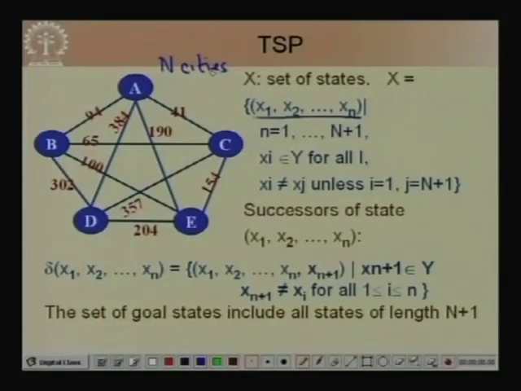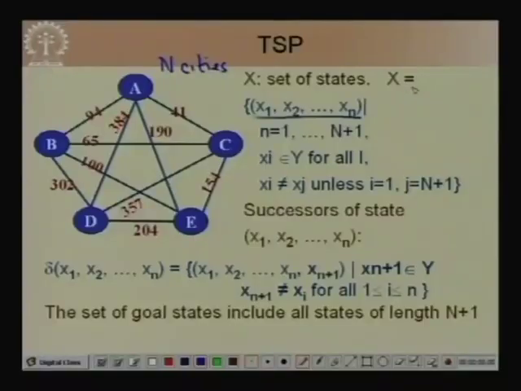So, we have n cities. A TSP tour is actually a tour of n plus 1 cities, where the first city is the same as the n plus 1th city. So, that salesperson completes a tour of all the cities and comes back to the starting city. Every other city in the path is distinct. So, this is the representation of a state.